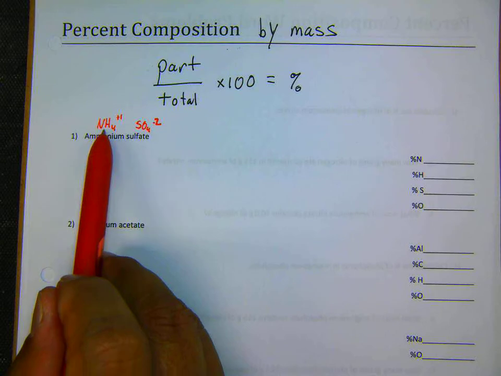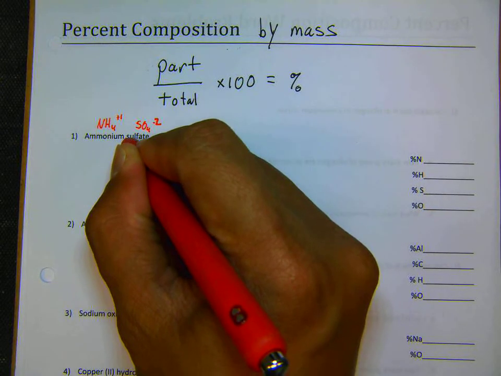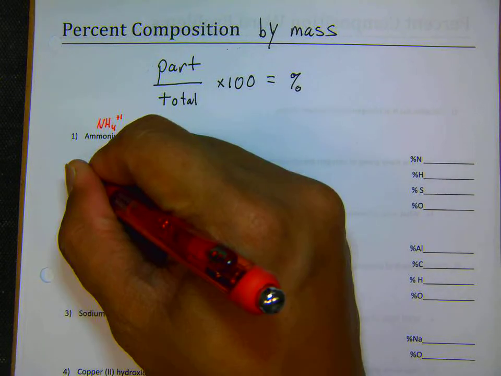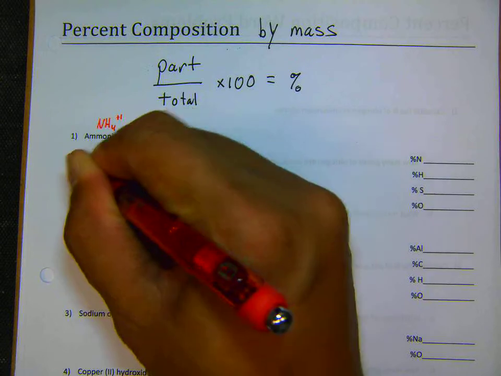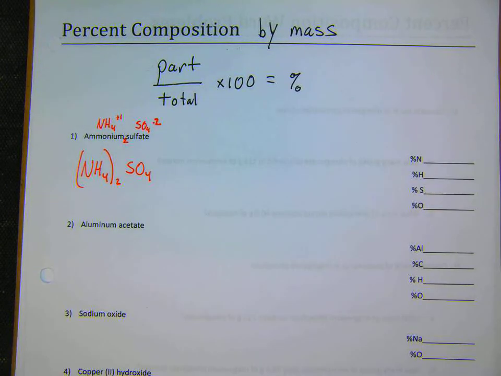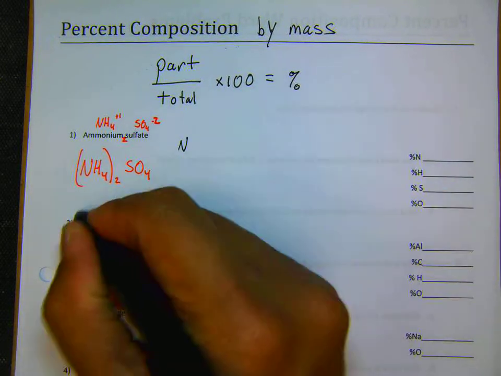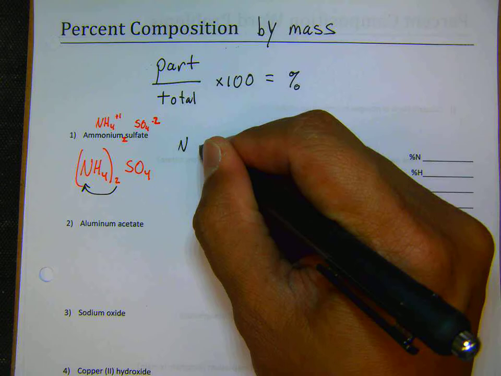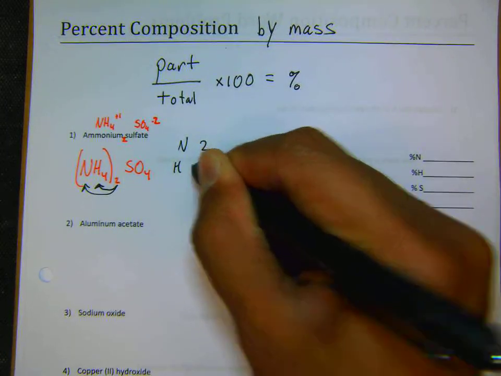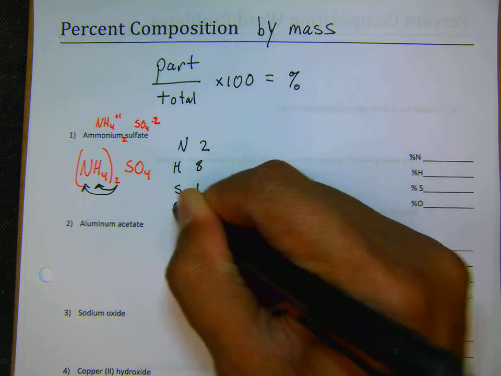So ammonium is plus 1, sulfate is minus 2, so it looks like I'm going to need 2 ammoniums to balance out 1 sulfate. So the formula ends up being (NH4)2SO4. Now, I'm going to do an atom count, which is I have 2 nitrogens, and I have 8 hydrogens, I have 1 sulfur, and I've got 4 oxygens.